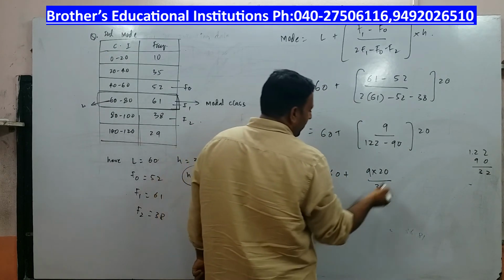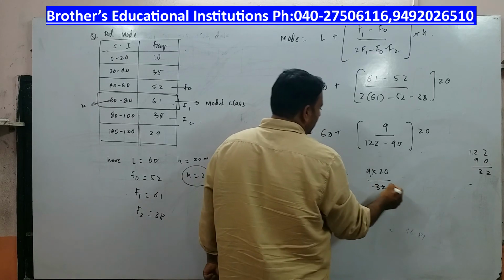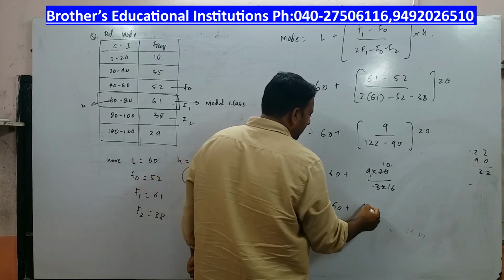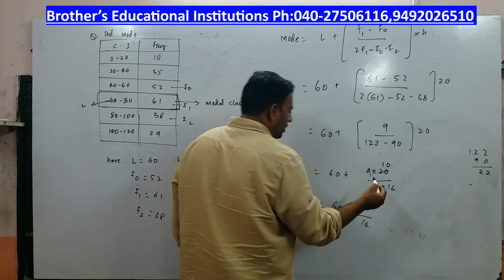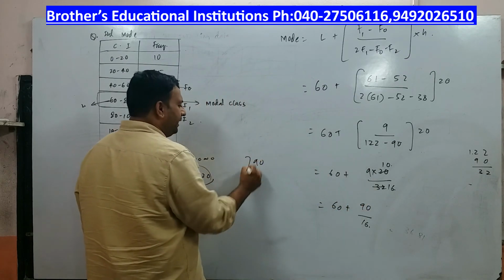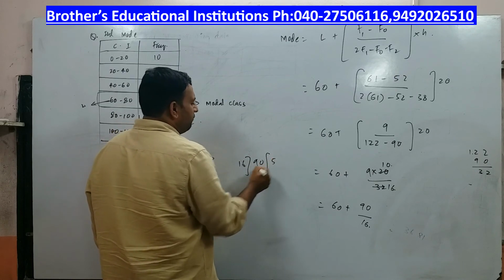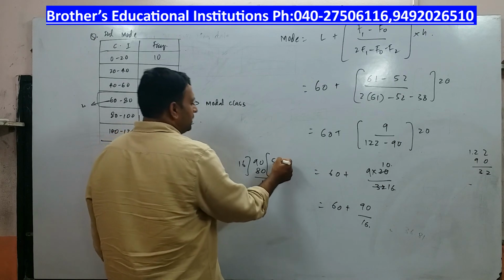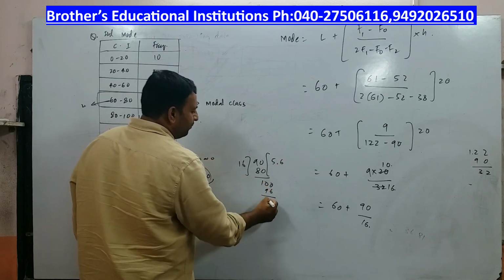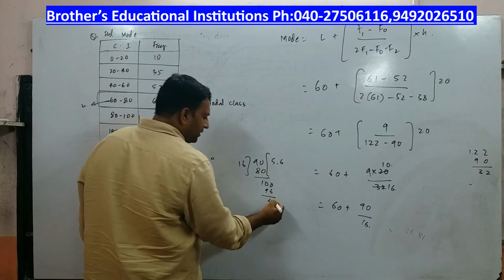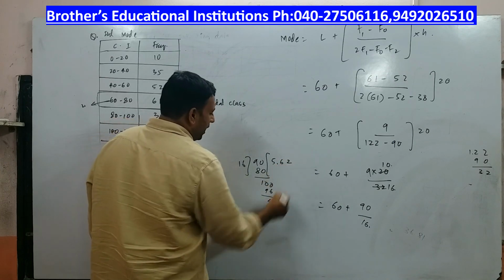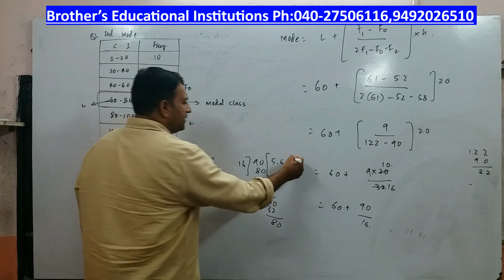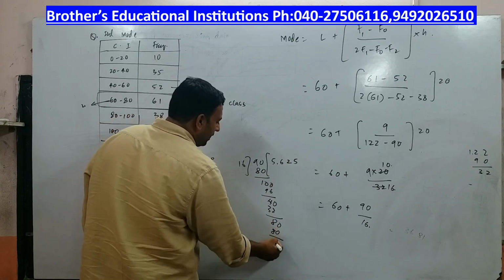Now what am I going to do? I am going to cancel: 2 16s are 32, 2 10s are 20. So ultimately you get 60 plus 10 9s are 90 divided by 16. Now I will go with the division. When I divide 90 by 16, 16 5s are 80, remainder is 10. Put a point, take a 0. 16 6s are 96. 4 is the remainder, already the point is there, you can take 0. 16 2s are 32, remainder is 8, already you have a point, so you can take 0. 16 5s are 80 and the remainder is 0.